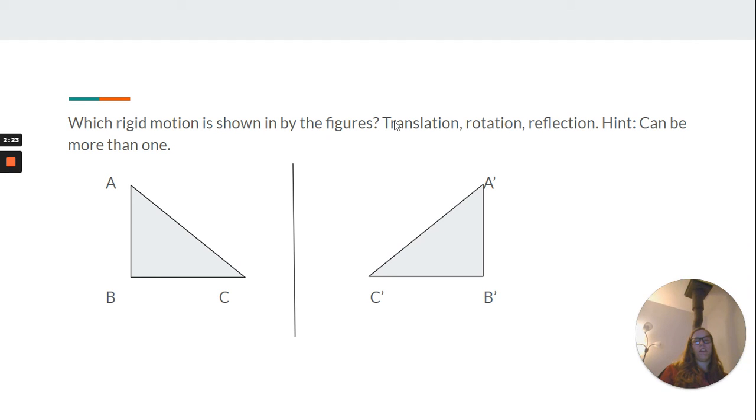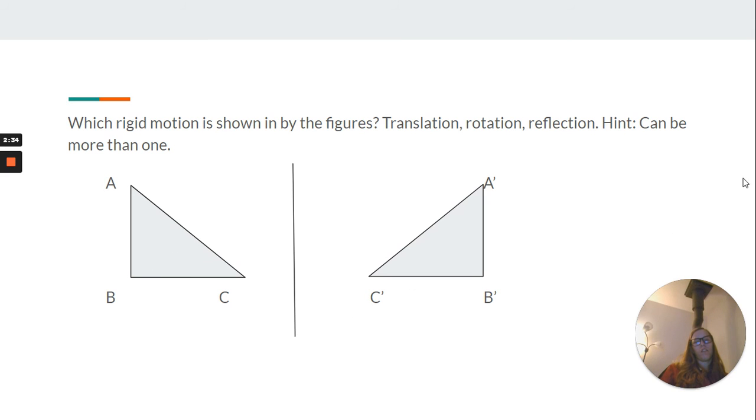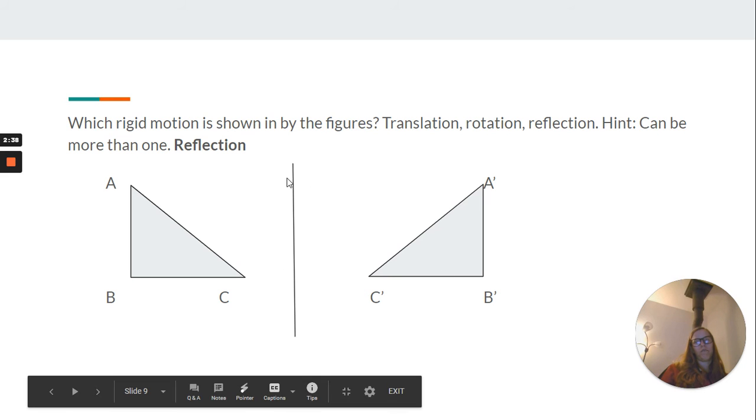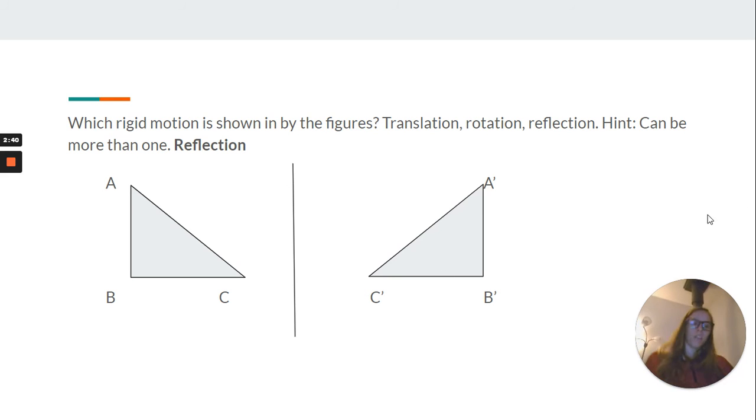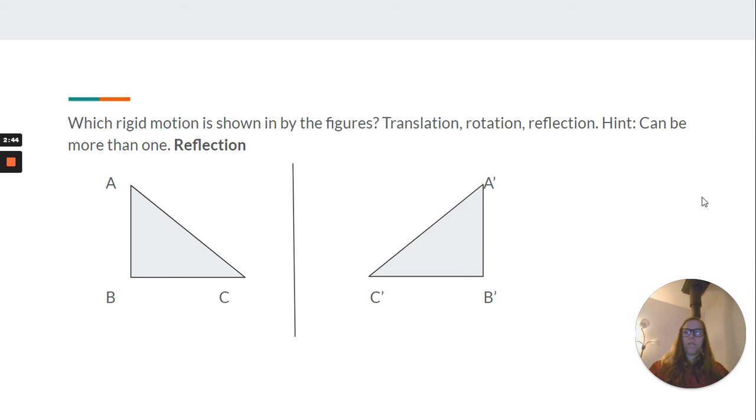It says which rigid motion is shown by the figures: translation, rotation, or reflection, but it can be more than one. So here we have points C looking right next to each other. This one must be reflection because they're reflected over this line.